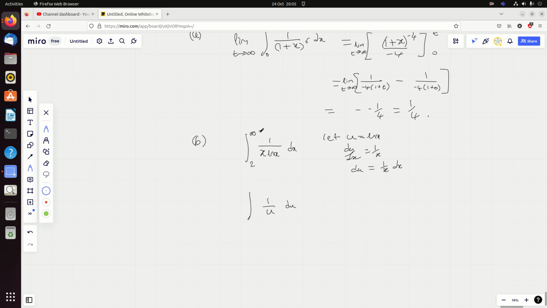Okay, these are the limits for x. Ln of infinity is basically infinity, because ln is an ever-increasing function, so this will still be infinity. But this is going to be ln 2. Now we can integrate it, so we get ln u between infinity and ln 2.